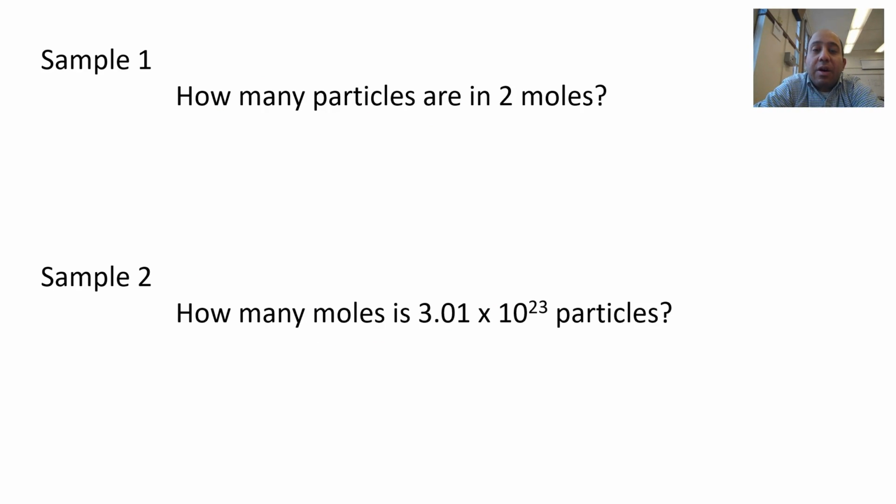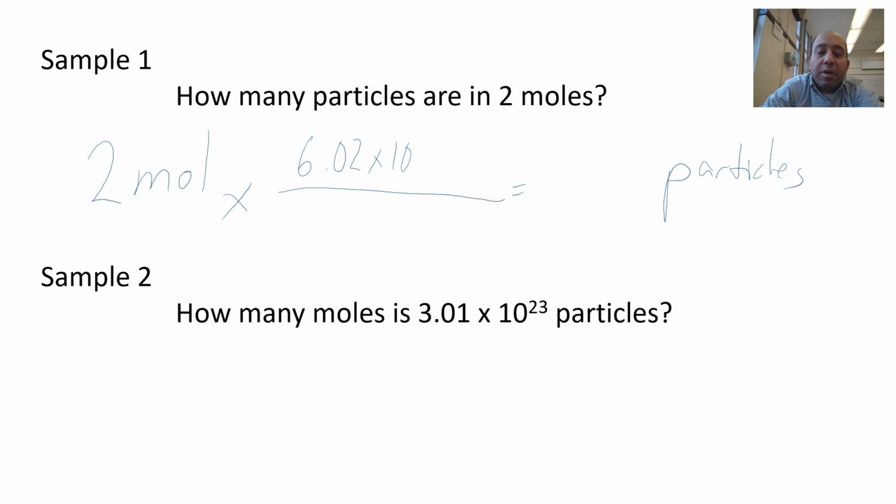So, let's practice this. How many particles are in 2 moles? So, we put particles as our answer, so we put it on the right side. And we put moles as the given, right? There's 2 moles that are given. So we know that we have to multiply, but we also know that we have to have particles in our answer. So we put Avogadro's number on the top because Avogadro's number is always talking about particles, whether it be eggs or atoms or cars or noses. And it's always the number of particles in a mole.